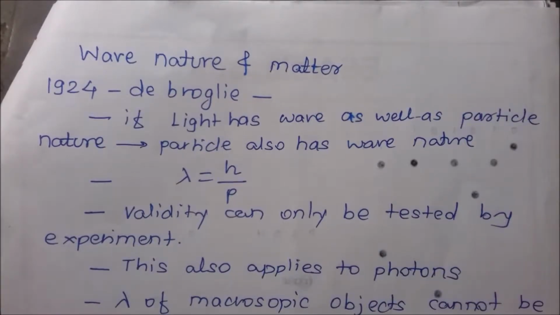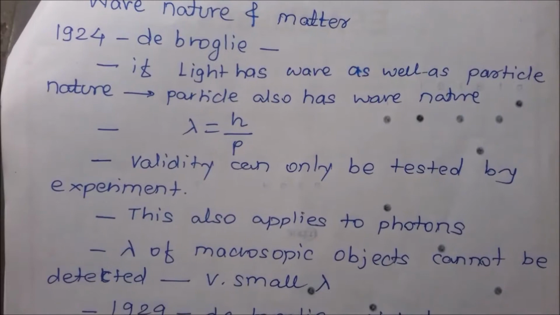The wave nature of matter. In 1924, de Broglie (the pronunciation is de Broglie) said, if light has wave as well as particle nature, then particle also has wave nature.